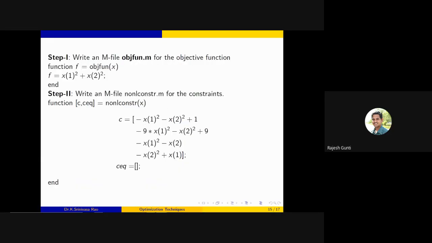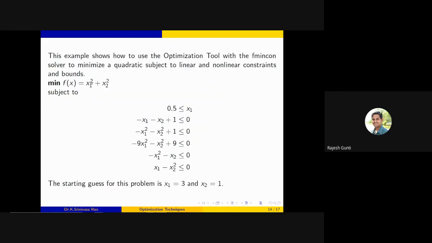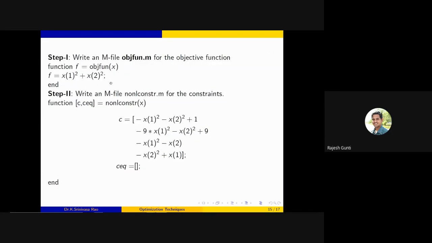First, I will explain how to solve this problem. I create one M file and write the objective function in that M file. The function name is objfun. Variable x contains two variables. F is x1 square plus x2 square. That is this one. Next, I write an M file for the nonlinear constraints. I named it nonlinear constraint; you can give any name for this.